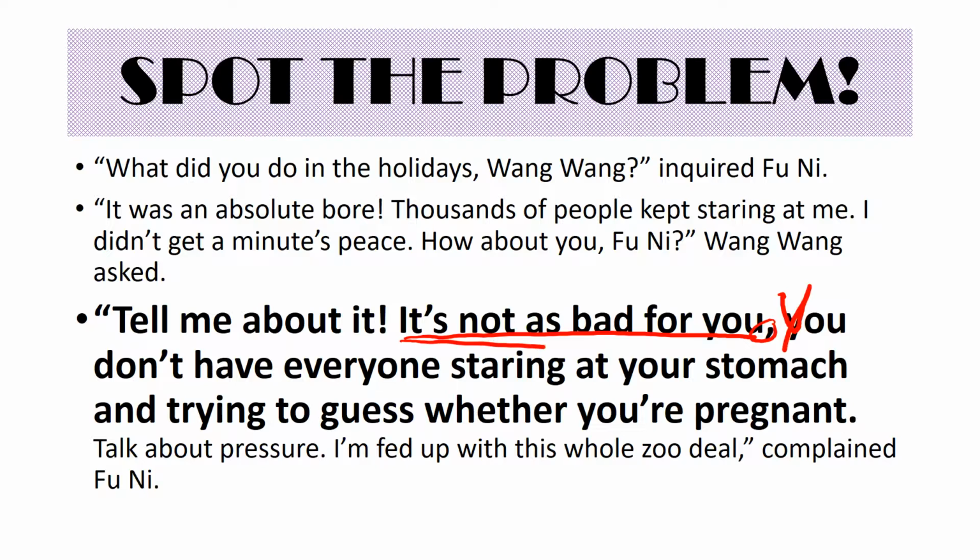So here is one sentence, and it should be finished with a full stop. And here is the second sentence. You don't have everyone staring at your stomach and trying to guess whether you're pregnant. They can't be joined by a comma. So there are two ways to fix this. Firstly, you could put a full stop here, as we did, and begin the new sentence with a capital letter. Right, that would be perfect.